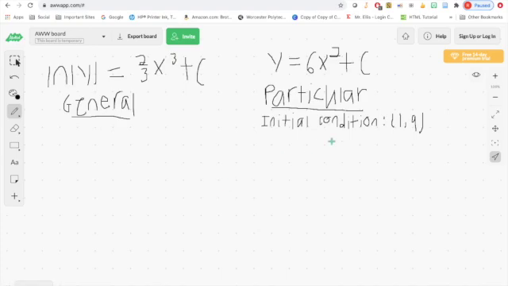Versus particular solutions, we're given a point called an initial condition on the solution, so we will be able to plug that in for x and y and solve for c. So our final solution will be y equals something something and no plus c. We will have to solve for the constant. So now that you know the difference, let me start with the general solution example.